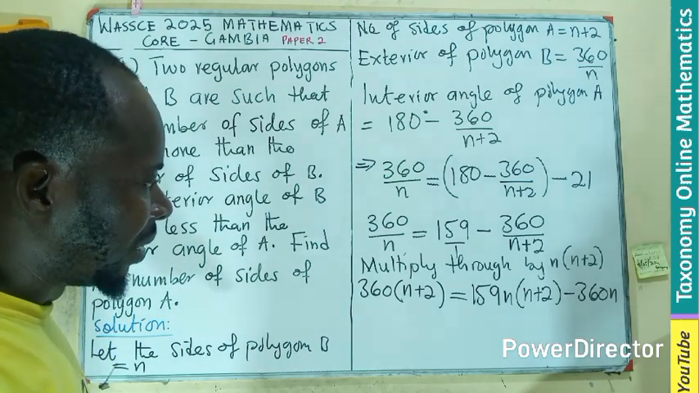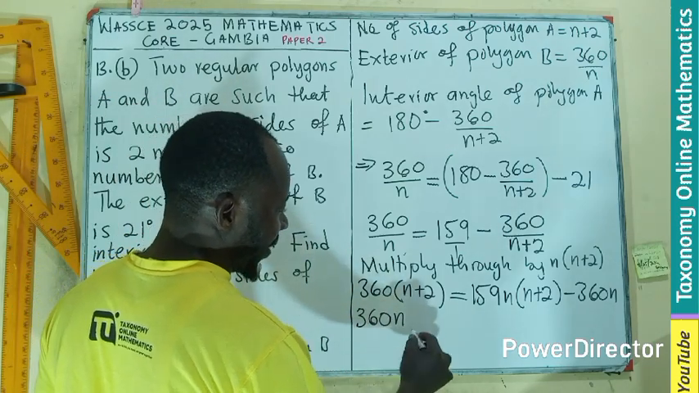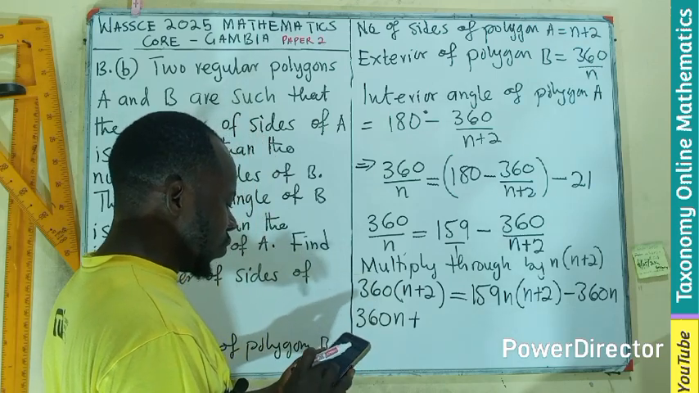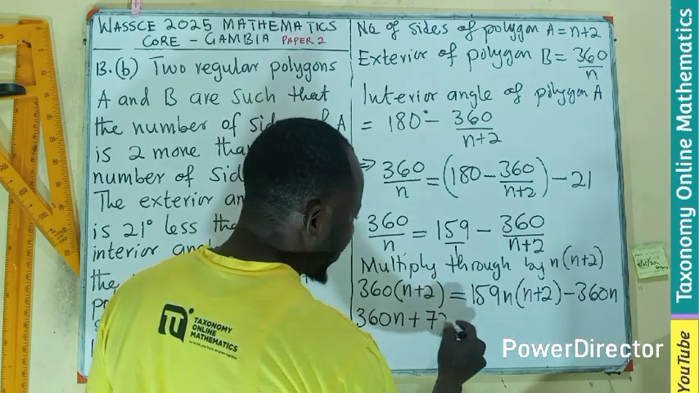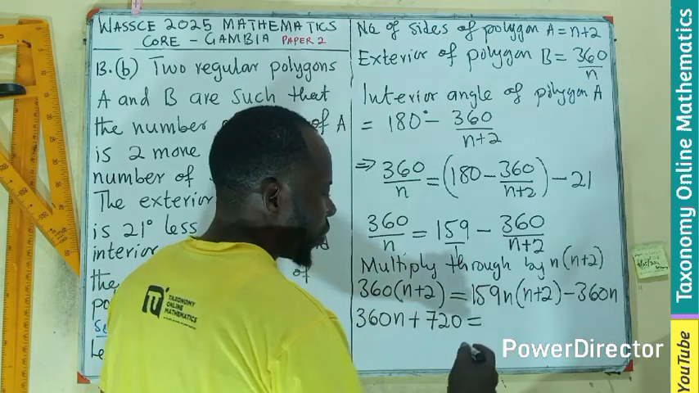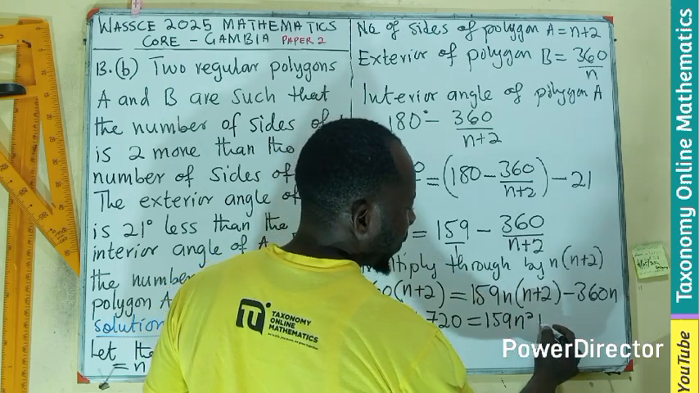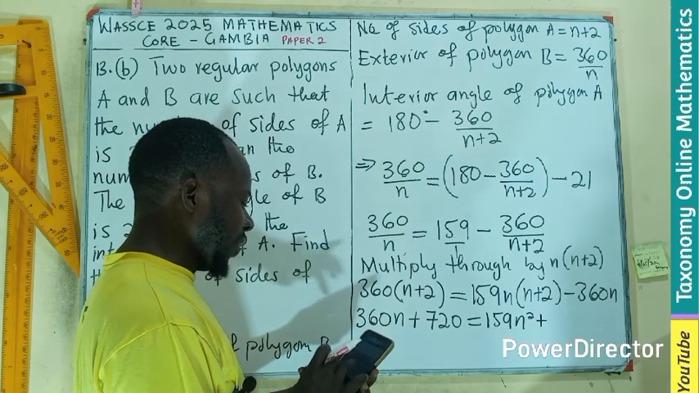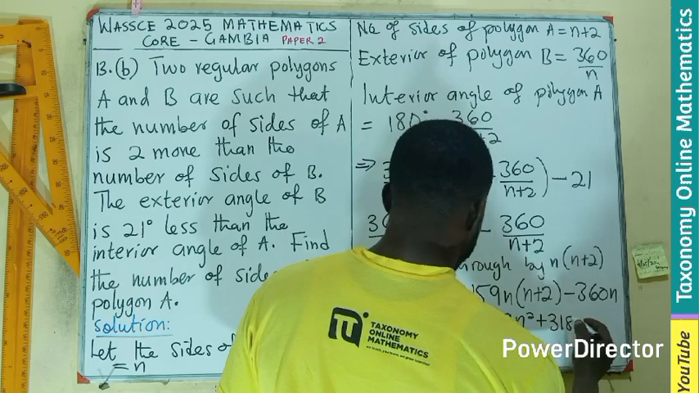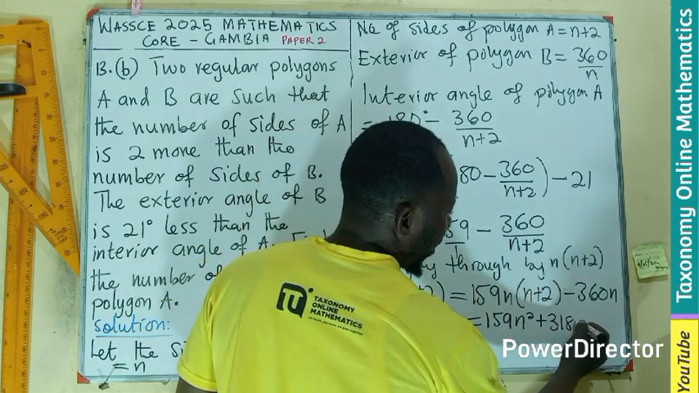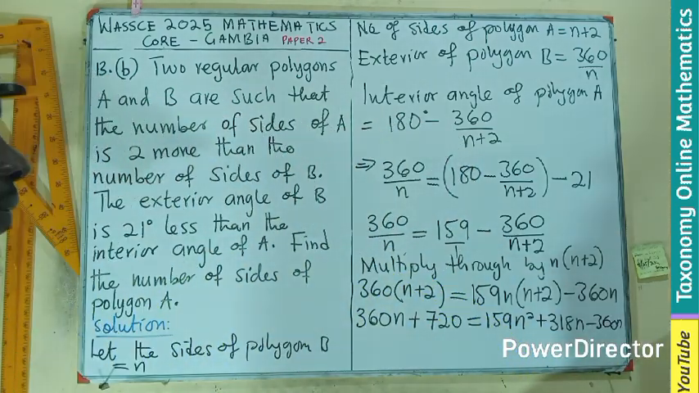If we expand, we should have 360 times n, 360n, 360 times 2, 720, right? So we have 720 equals to 159n times n. That will be n squared. Plus, we have 159 times 2. That will be 318n, because it is 159n. Then minus 360n, without expansion in there.